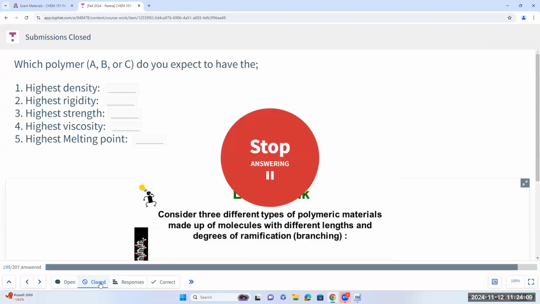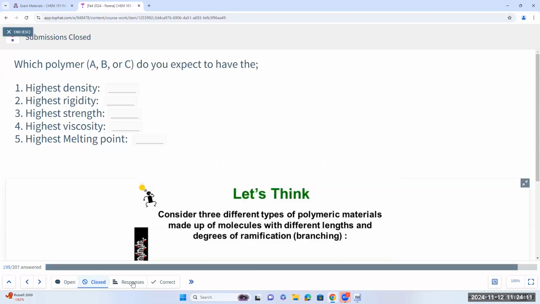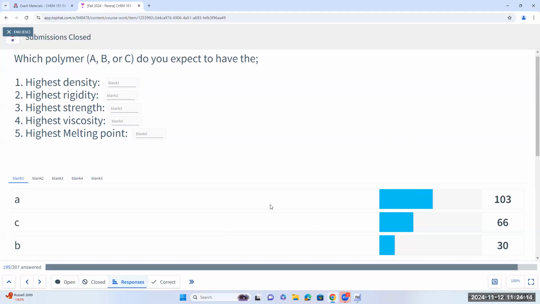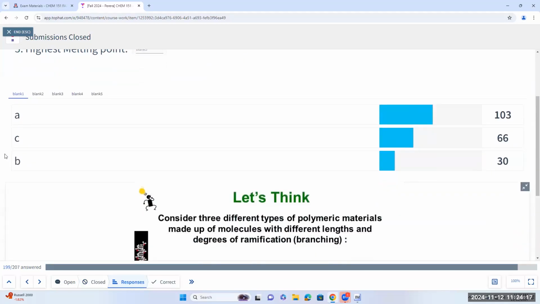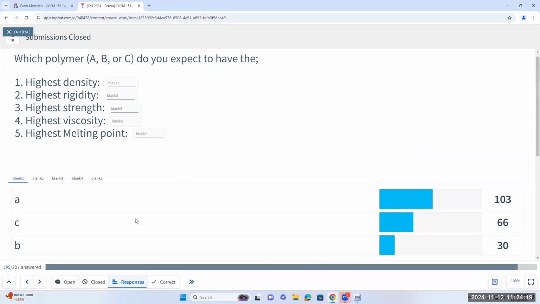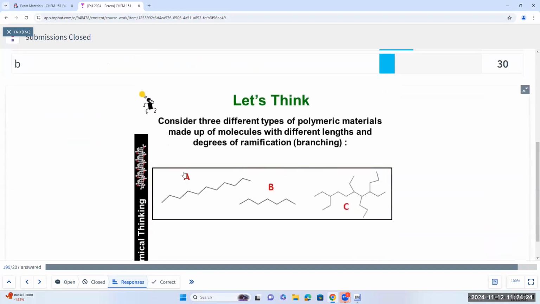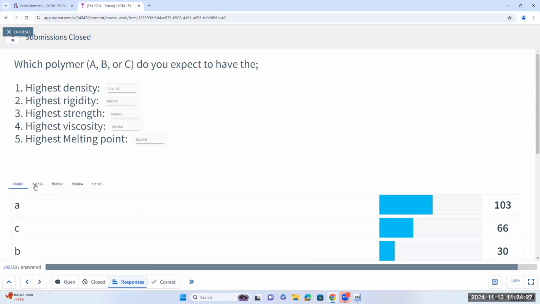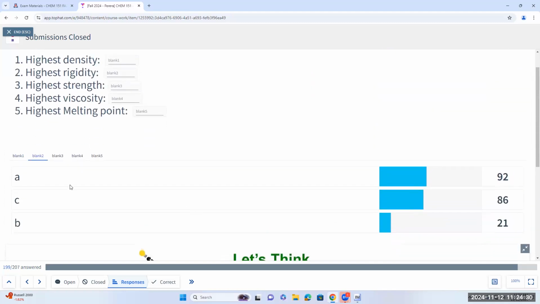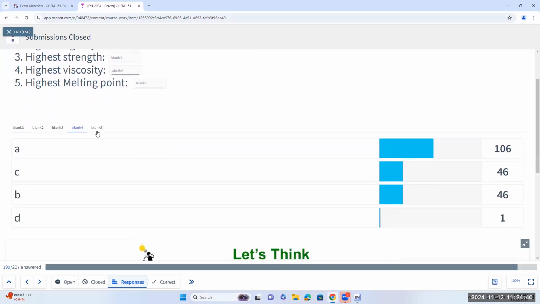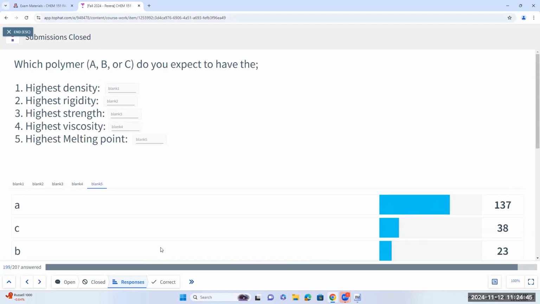I didn't check this side of the room, next time. Okay. All right. So here are our responses. Most of us said highest density would be polymer A, and highest rigidity, polymer A again. Then highest strength, polymer A. Highest viscosity, polymer A. And highest melting point, polymer A. And that's the correct answer as well.